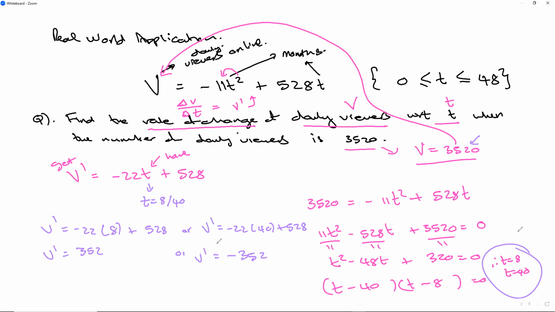And we can see it says the rate of change of daily views with respect to t when the number of daily views is 3520. This is a negative rate. This is saying that the slope is negative. I would say this would be where it would be not applicable, and this is where it would be valid. So we have 352 daily viewers per month, instead of negative, because there's no such thing as a negative viewer. You're either viewing it or you're not.